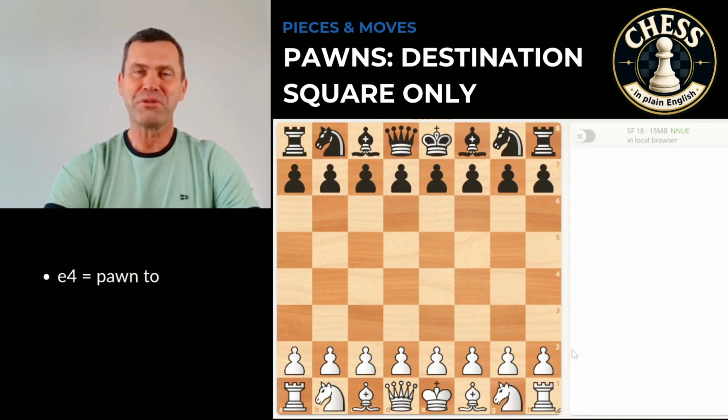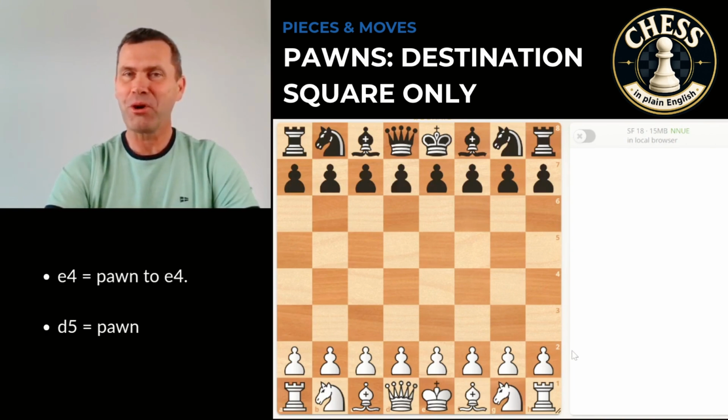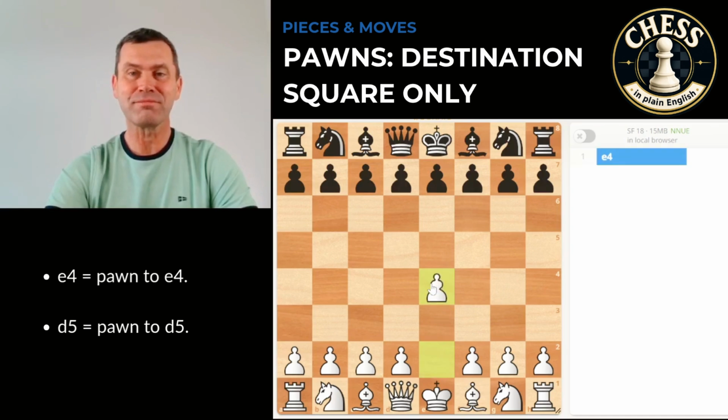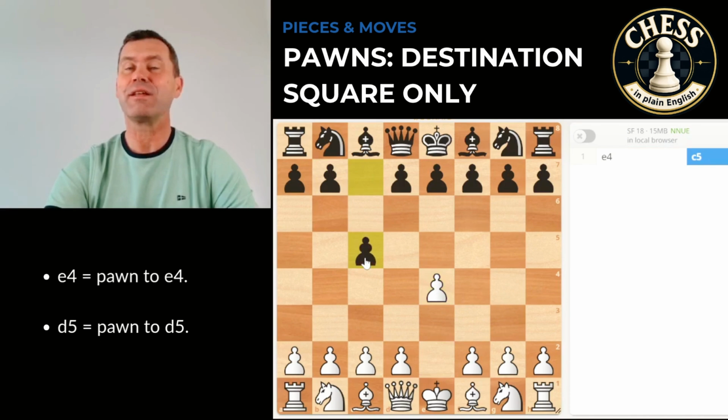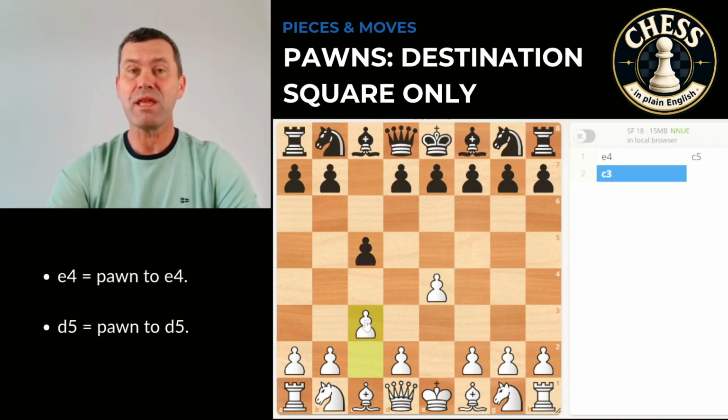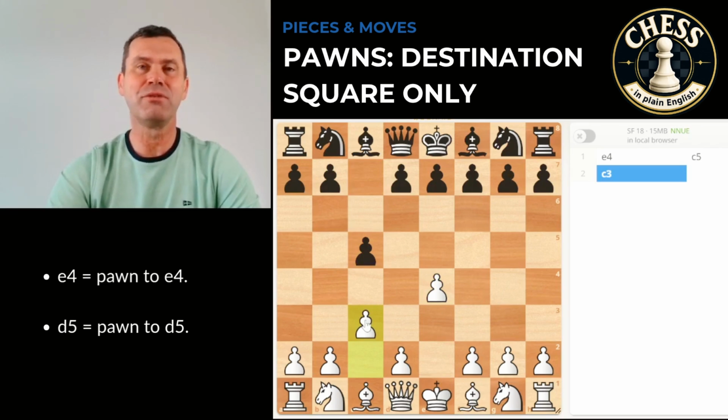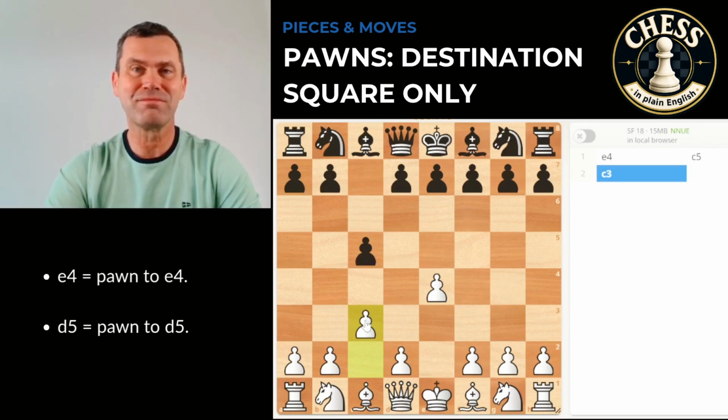A pawn move is written as the destination square only, as simple as it gets. So E4 is a pawn moving to E4. C5 is a pawn moving to C5. C3 is a pawn move to C3. The simplest writing for the most common move in chess.